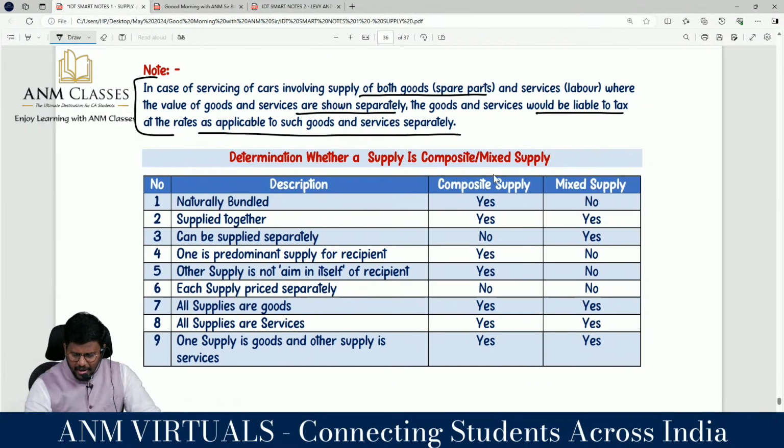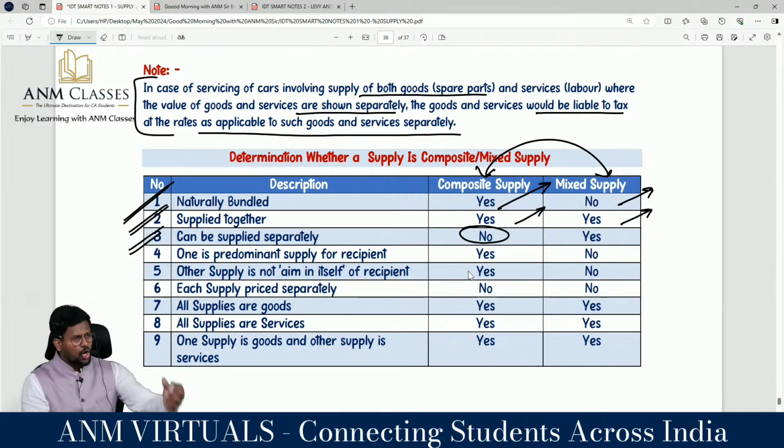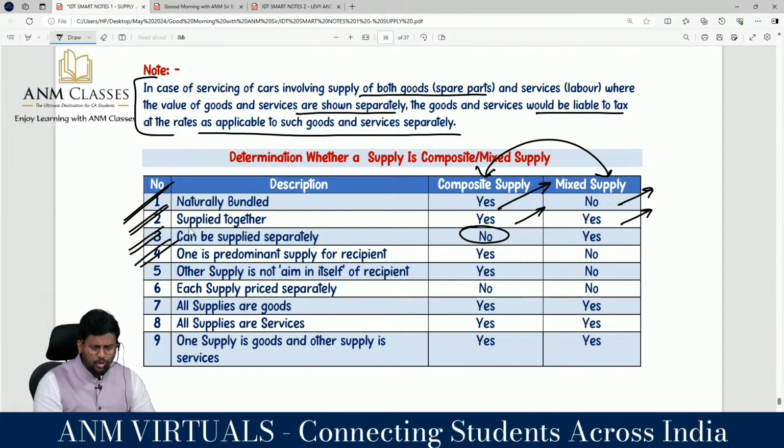So we'll be having a comparison between composite and mixed supply. Is it naturally bundled? Yes, no, sir. Supplied together? Yes, yes. Can be supplied separately? No, yes, because in order to be a composite supply, the ancillary supply should be supplied along with the principal supply, but a mixed supply has its own standing. Correct? Is one predominant for the recipient? Sir, composite supply, yes. Mixed supply, no. Because if one is predominant, he would have purchased only that supply. Correct? The other supply is not aimed at by the recipient itself.